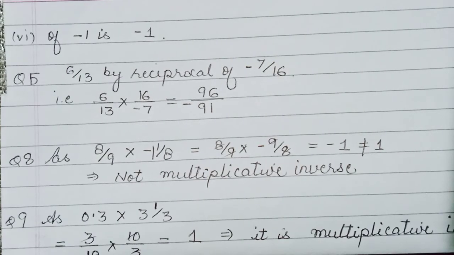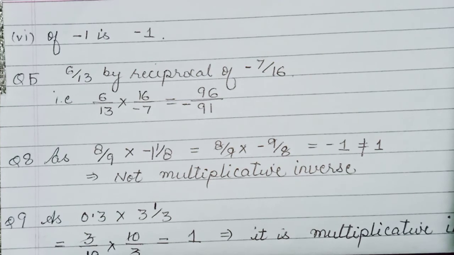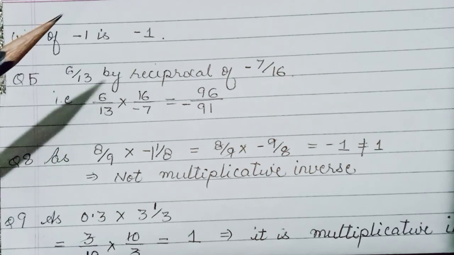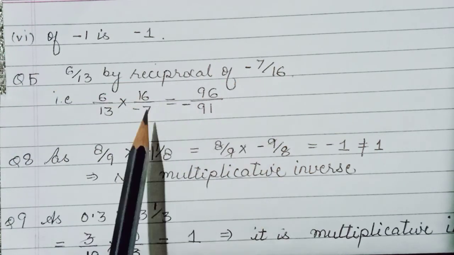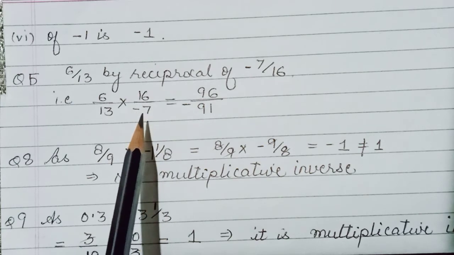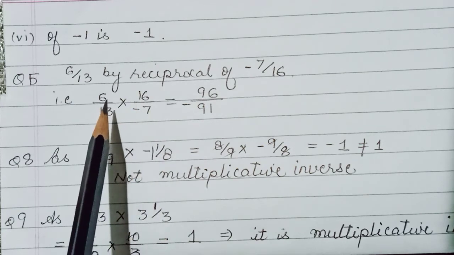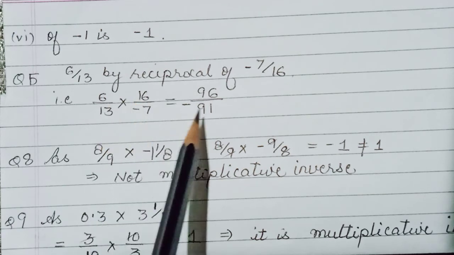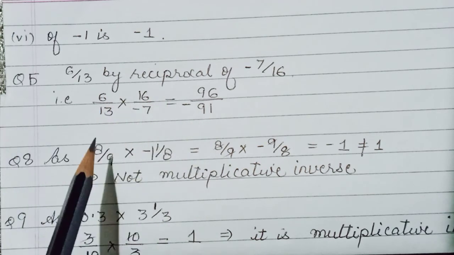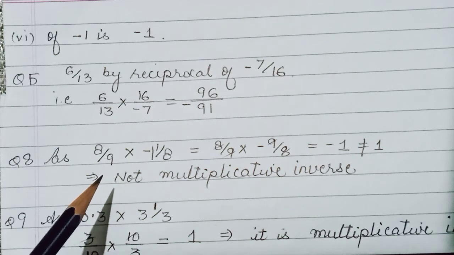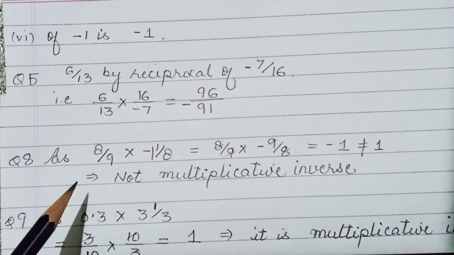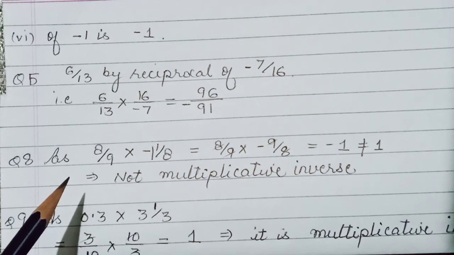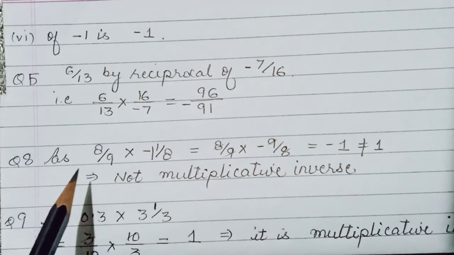Now coming to the sixth one, which is asking you to find the product of 6 upon 13 multiplied by the reciprocal of minus 7 upon 16. So this number is to be multiplied by the reciprocal of this, which would become 16 upon minus 7. So simple multiplication, numerator with numerator, denominator with denominator. That's also simple. Then your 8th question was asking if 8 upon 9 is the multiplicative inverse of minus 1 by 8. So we need to check.